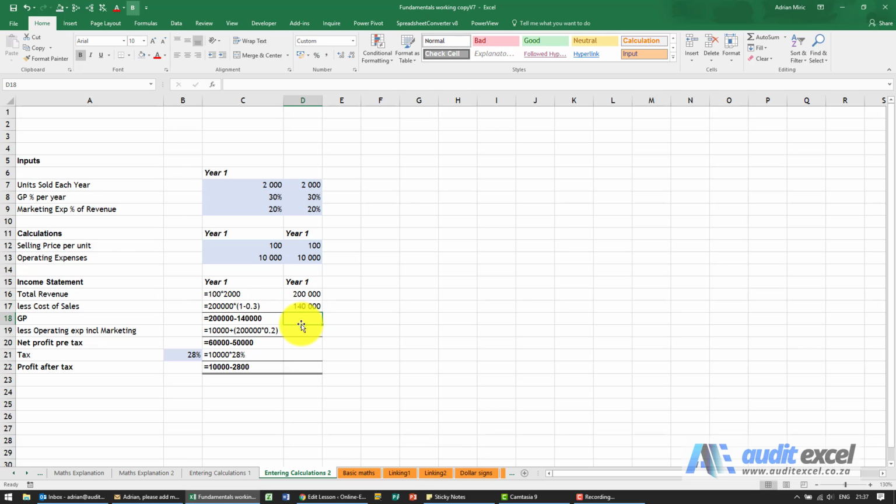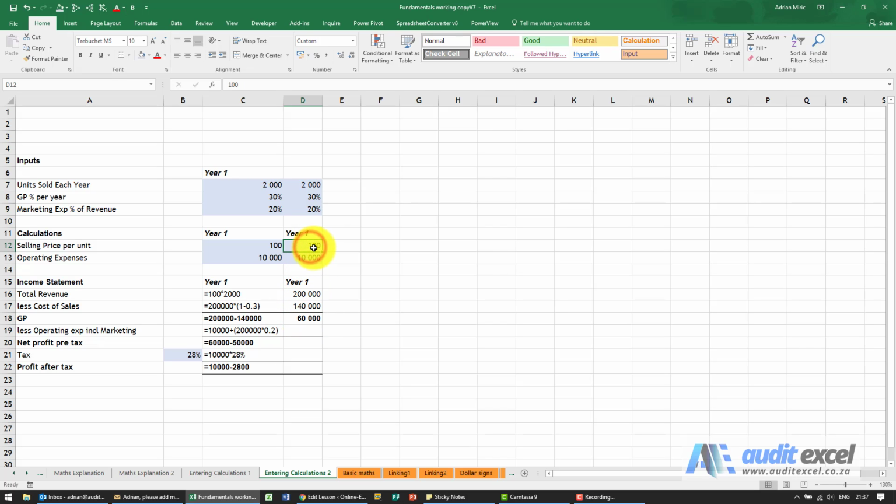The GP, so you'll see here how we did it manually, 200,000 minus 140. Better way equals, please Excel look at that cell, minus whatever you see in that cell. Click enter. Let's just quickly see the impact of making changes on a simple link here. So you'll see it's 200,000 less 140 gives us 60.